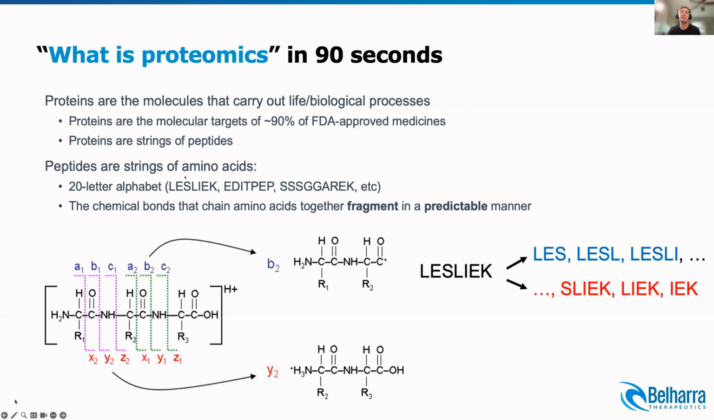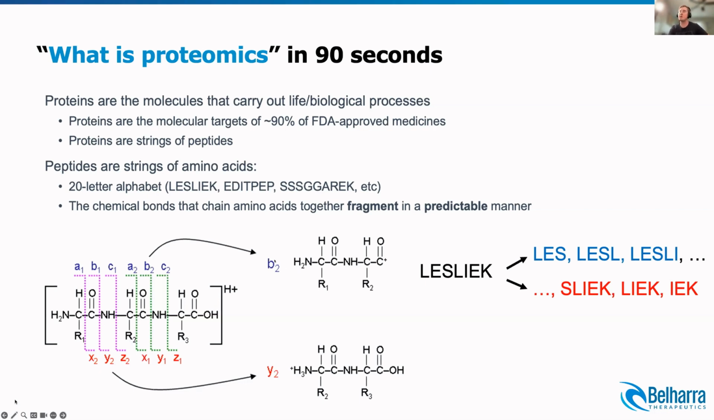Just have some examples like LESLIEK, EDITPEP, etc. So each of these 20 amino acids has a unique chemical structure and molecular mass. And in peptides, the chemical bonds that chain these amino acids together fragment in a predictable manner, which is pretty useful if you want to sequence something via mass spectrometry. So I just have here a very simple chemical diagram of what a peptide backbone might look like, as well as some of these different fragment ions, as we call them.